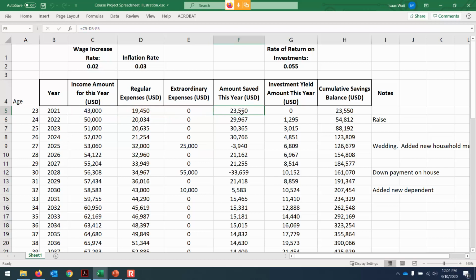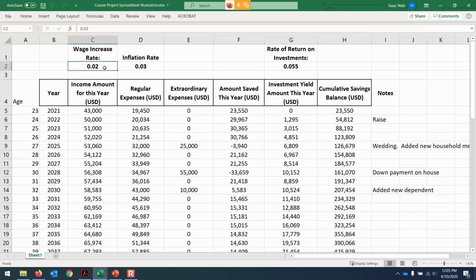So in this first year the person is saving $23,550. Now assuming that they don't have any savings to begin with, then they're not going to make any yield. If their saving balance is zero the first year, then they won't make any income that first year. And so the only amount in their savings at the end of the year is how much actually went in during that first year.